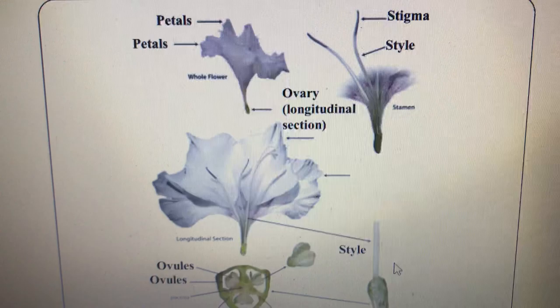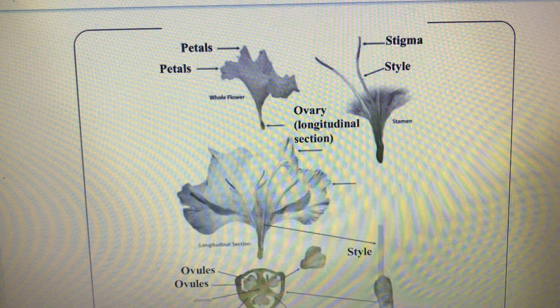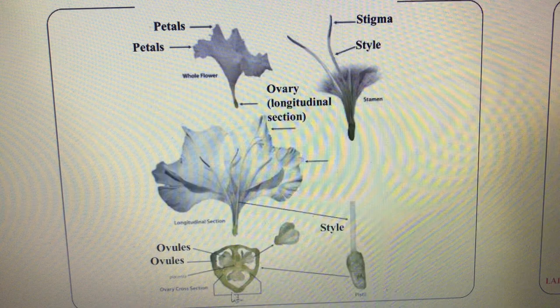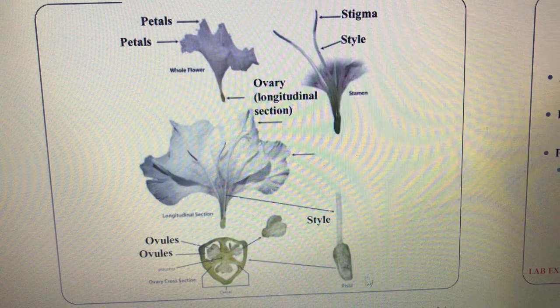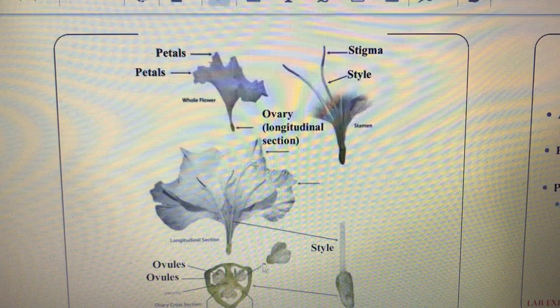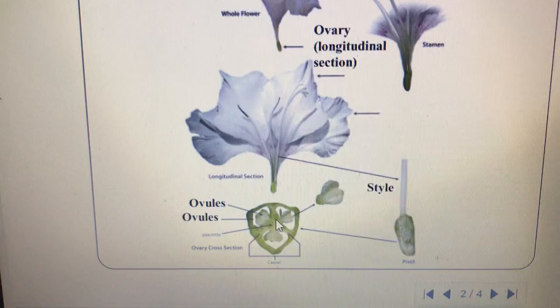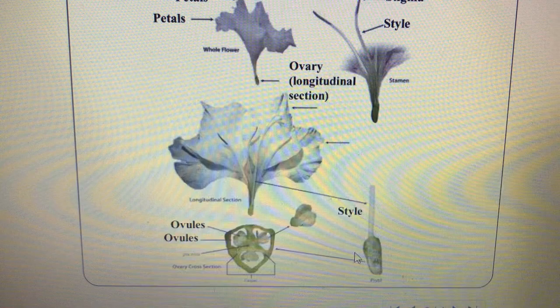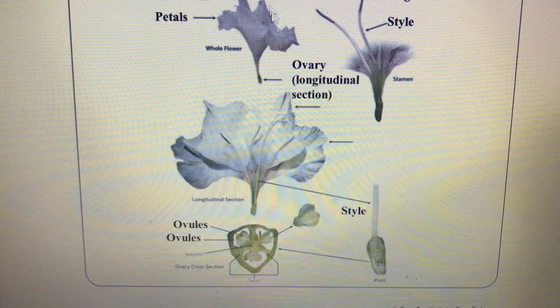Okay, over here is another diagram. These are part of the female reproductive organs. You see the ovules here. This is the pistil. This is the placenta over here. This is the style, and they took a cross section of this. These are the petals of the flower. Remember, the petals make up the perianth.